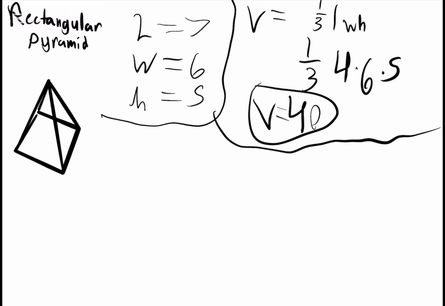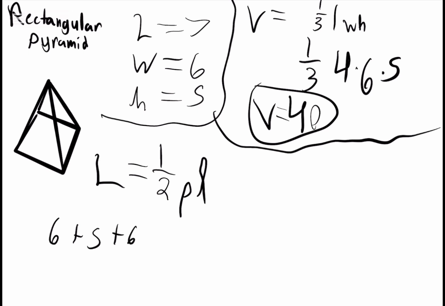Now for the surface area. For surface area, we would do equals 1/2 perimeter and slant height. So we would do 6 plus 5 plus 6 plus 5, and we would times this by 4. This would end up equaling 44.